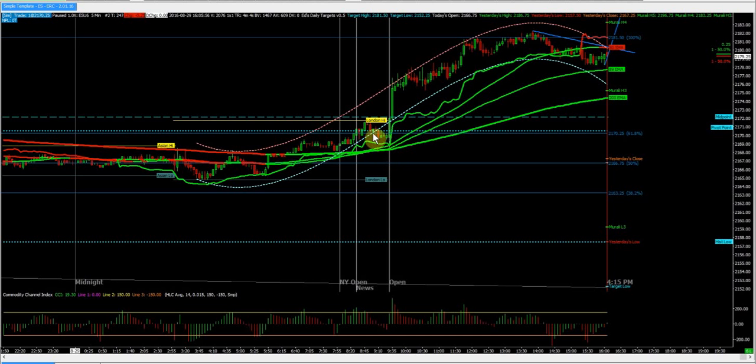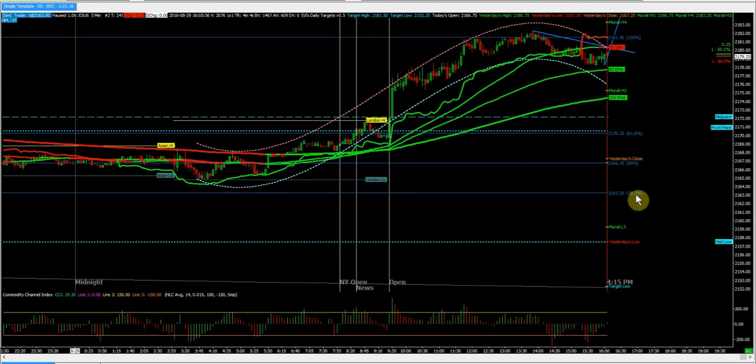So the moment you see that pullback, it's kind of like pulling back the bow. You hit the 2170.25 to 61.8, and somebody let that bow go. Guess what happened? Boom, went right to the upside. And people go, "Why? It wasn't going to go to the downside." Well, take a look at the chart.